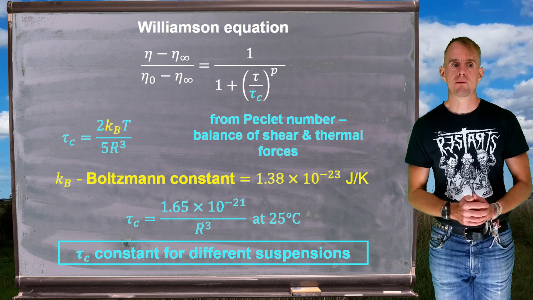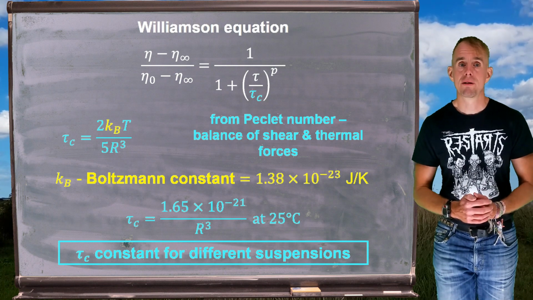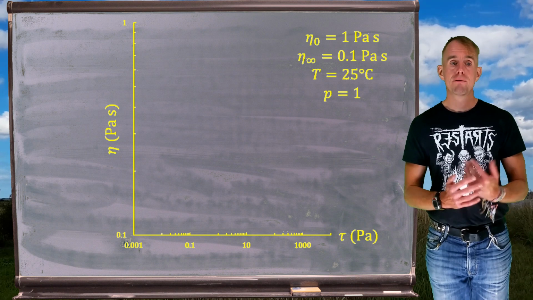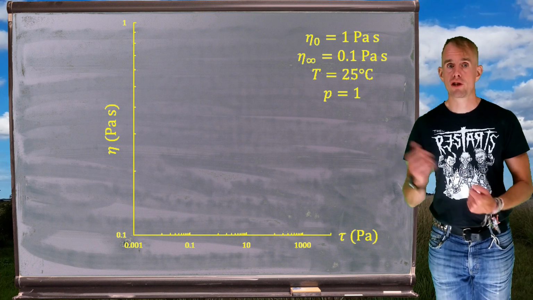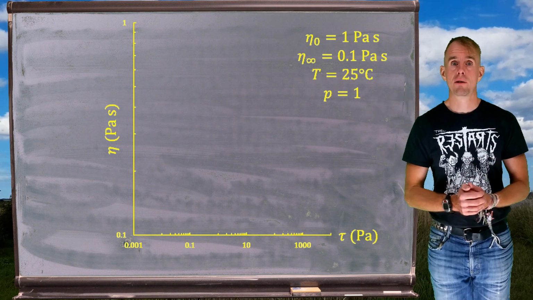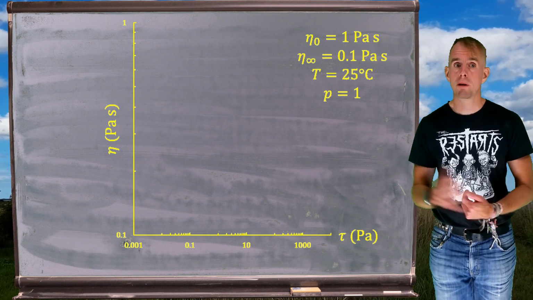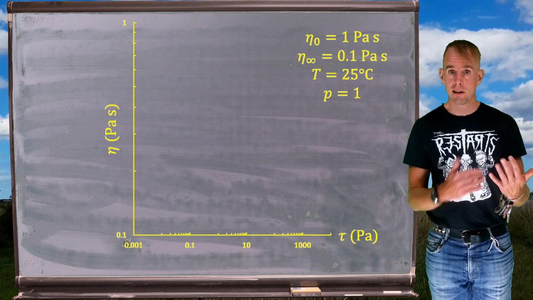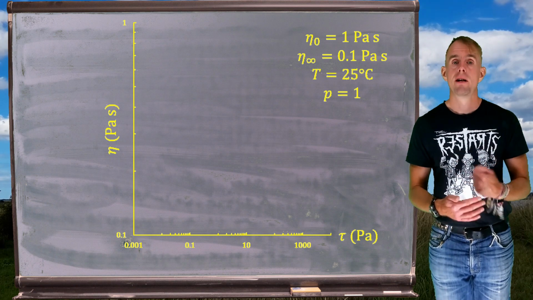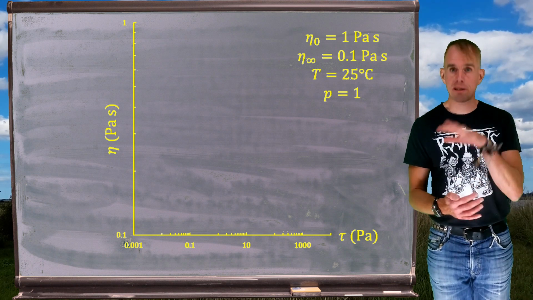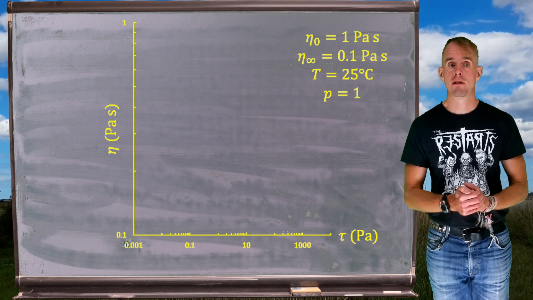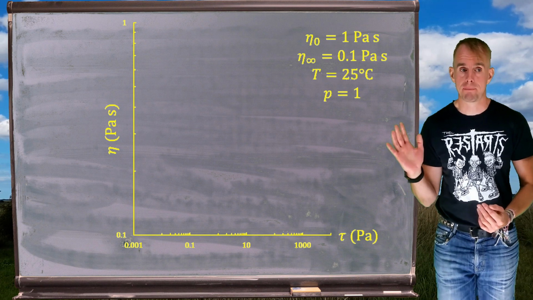Now, let's plot out some of the results for this theory. So here on the board is viscosity from the Williamson equation as a function of shear stress in Pascal. Now, the numerical parameters I've inserted into the Williamson equation are there on the board. Eta 0 is 1 Pascal second, eta infinity, the high shear rate plateau, is 0.1 Pascal second, so a decade decrease in viscosity. The temperature is 25 degrees C, that affects the critical stress. And there's a power law in that critical stress ratio, which for the time being I'm just setting to 1.